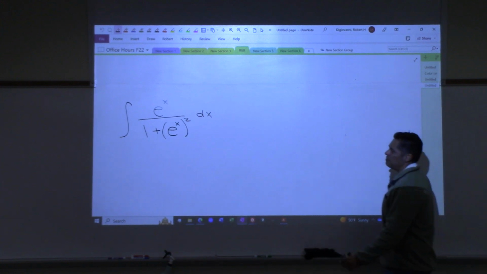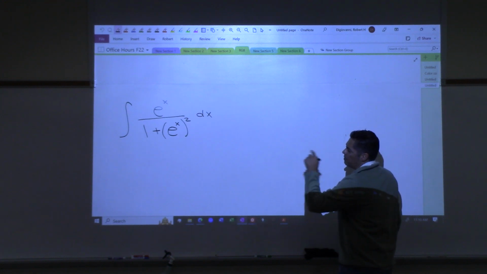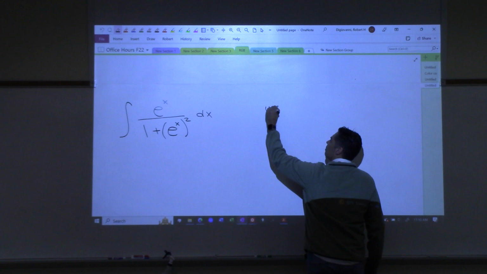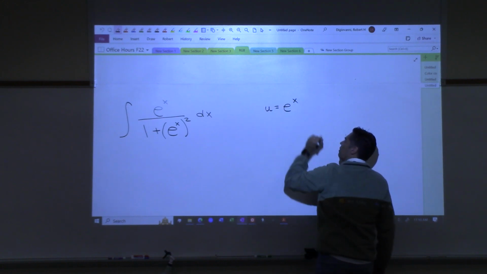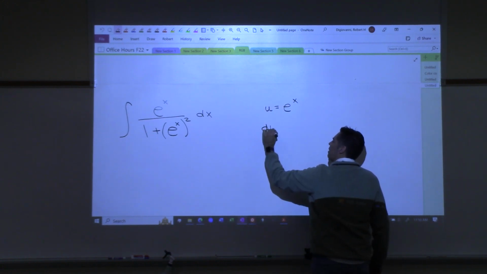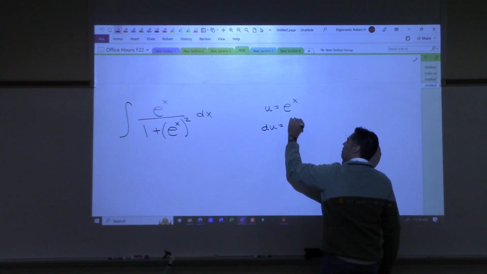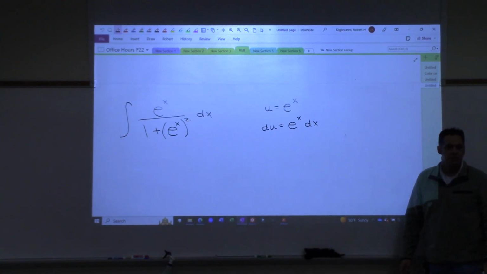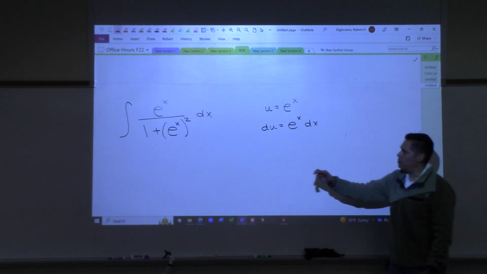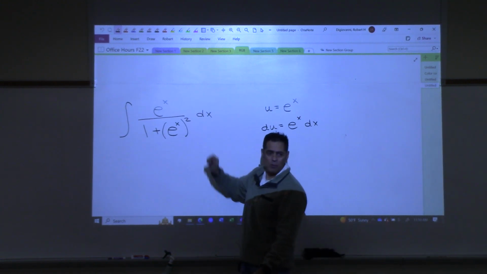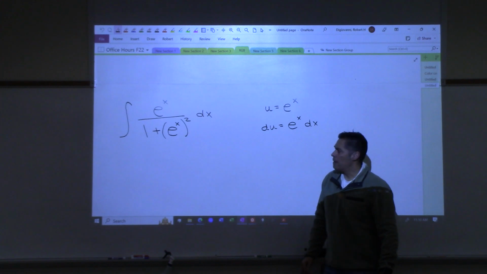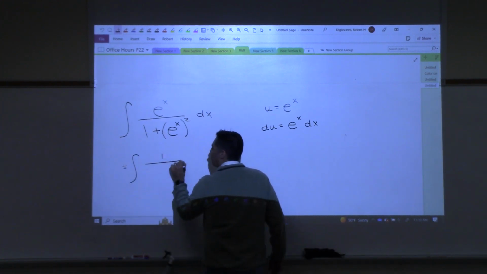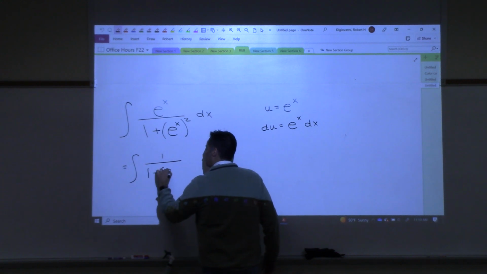If you were going to do this, what do y'all want me to make the u? Just e to the x. And then what's the derivative of that? Itself dx, right? Like that? So you no longer have the 2 problem because you've rewritten the e to the 2x as e to the x squared. And now, let me just kind of pull this apart so we can really see it.